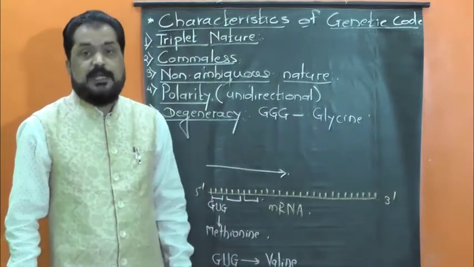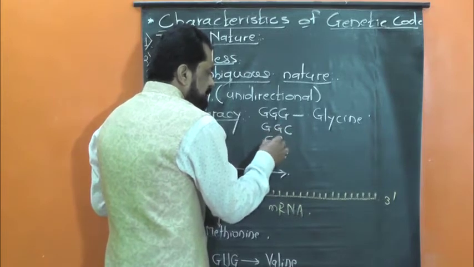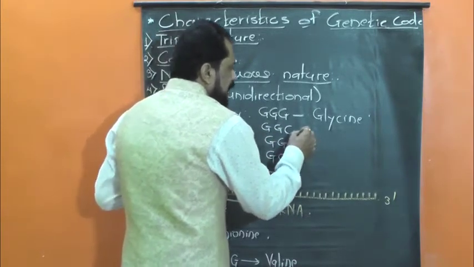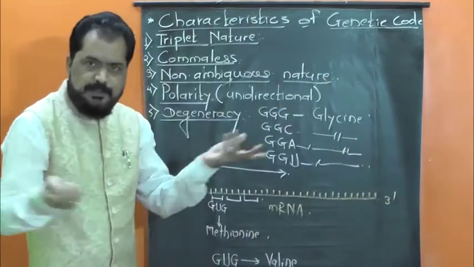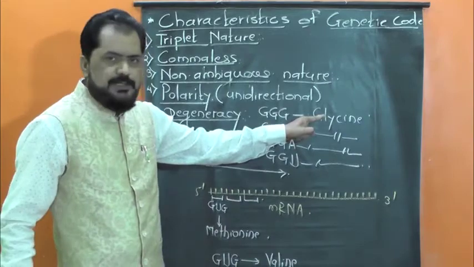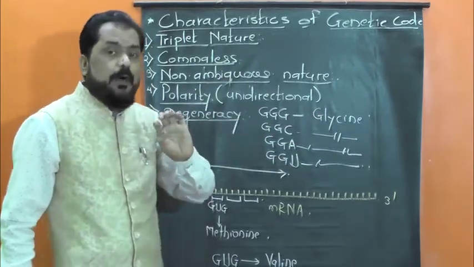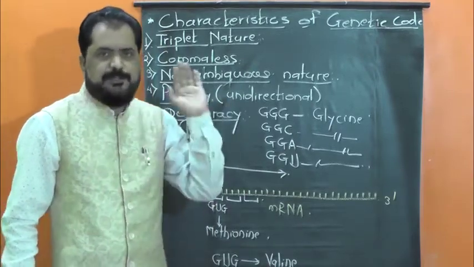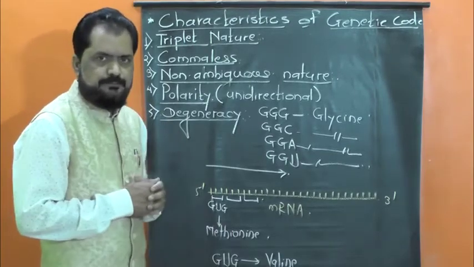ठीक है? But in addition to that, another codon GGC, GGA, GGU, they also specify the same amino acid. Okay? It means one amino acid can be coded by more than one codon. This is called as the degeneracy. याला degeneracy असं म्हणतात. एक उदाहरण सांगतो.